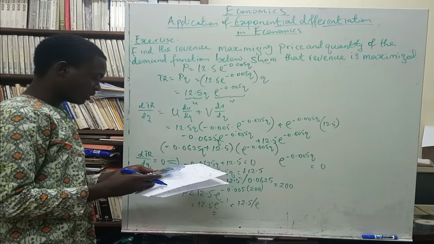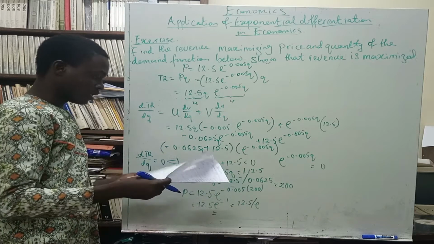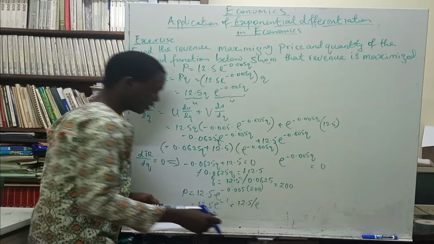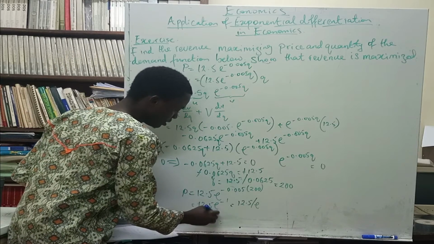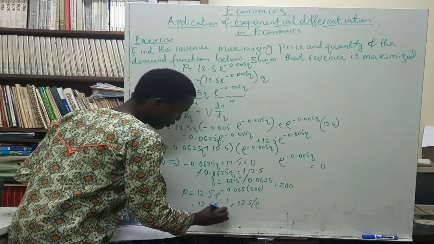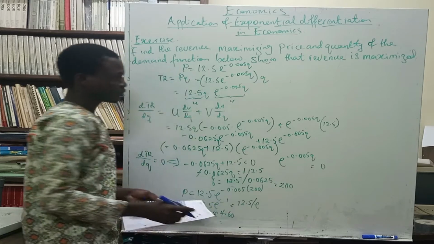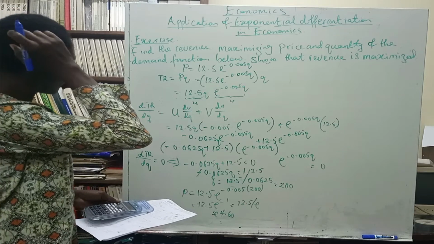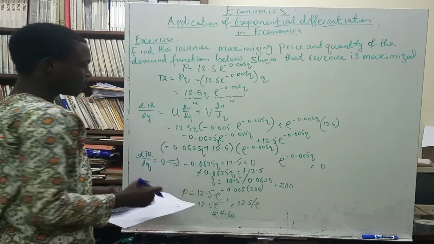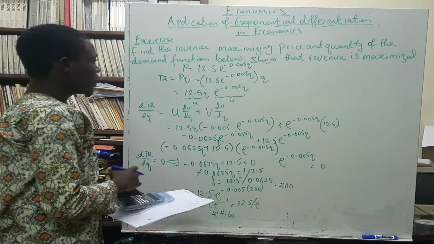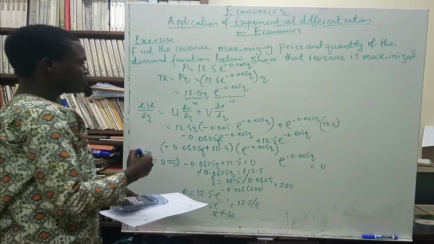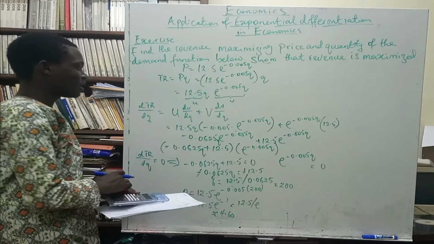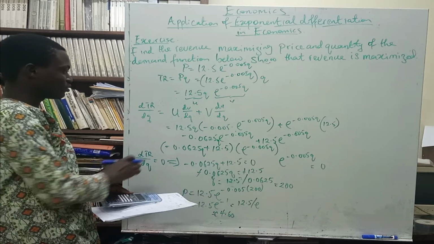That gives us 4.59. Let me just verify. 4.60 basically. So that is approximately 4.60. So we've answered the first question that requested that we find the revenue maximizing quantity, which is 200, and the price. So what we have to do now is to show that this function is maximized. To show that the function is maximized, we have to do a second derivative of this.